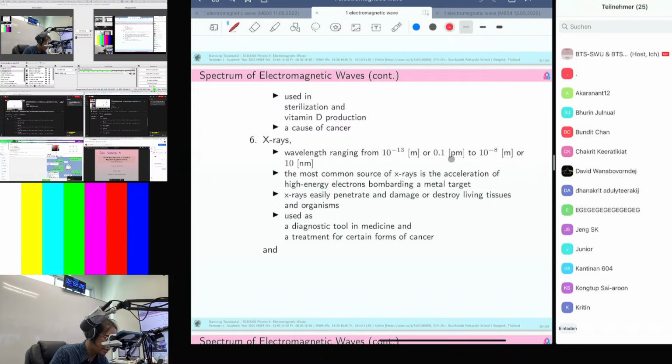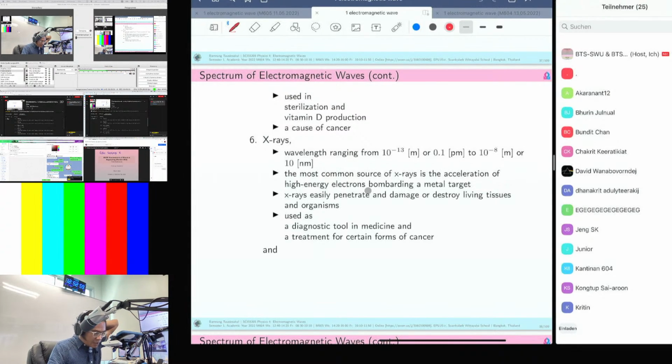You know, pico is 10 to the negative 12, right? And you have one additional negative 1 here. To the longer, the maximum length, which is 10 to the negative 8, it's called 10 nanometer. The most common source of the X-ray, it can be generated by humans also. It can be the acceleration of high energy electrons.